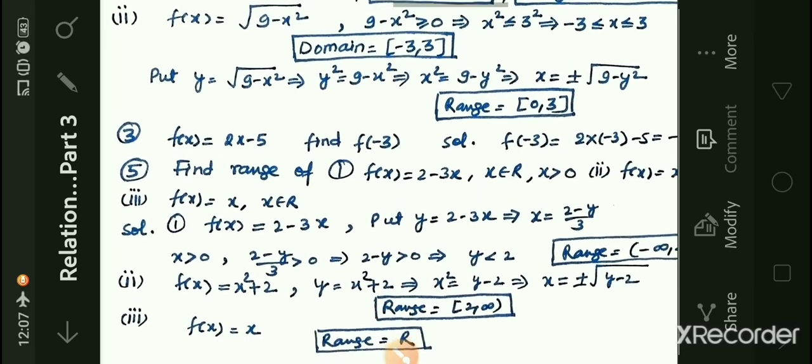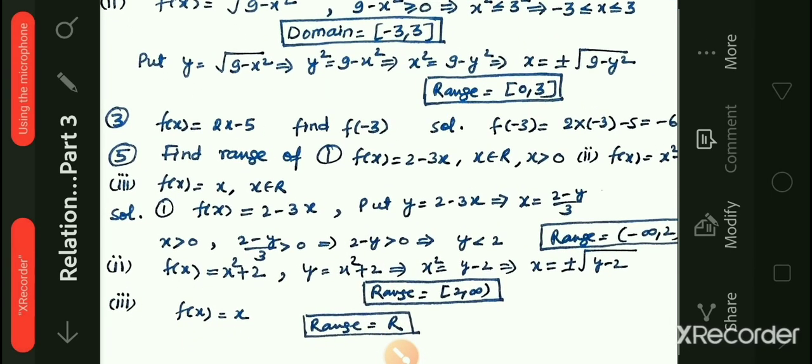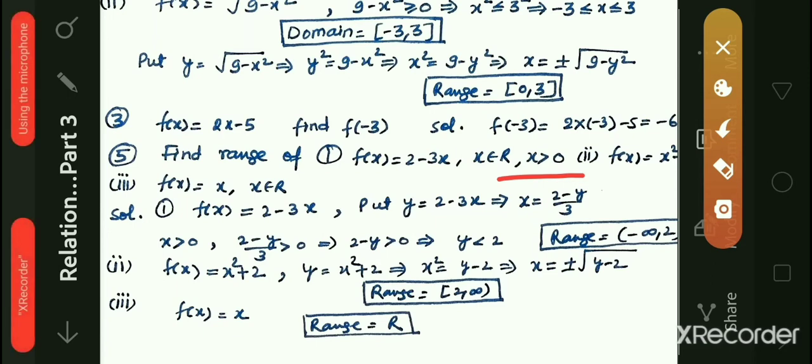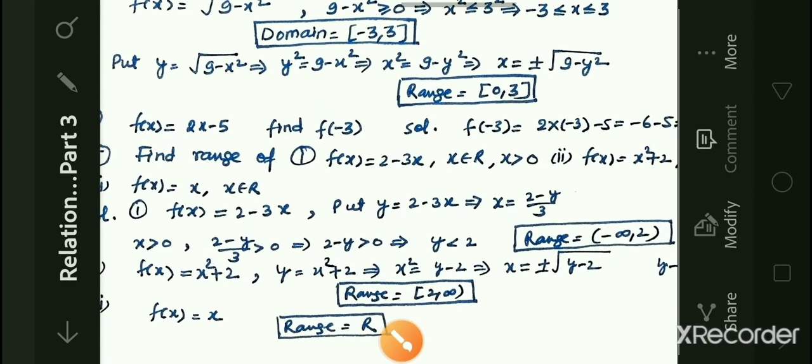Now solve question number first. f(x) is equal to 2 minus 3x. Now put y is equal to 2 minus 3x. After solving for x in terms of y, we shall get x is equal to (2 minus y) upon 3. Now you can see it is given that x is greater than 0, so we can write (2 minus y) upon 3 is greater than 0, so 2 minus y is greater than 0. Now this will imply y is less than 2, so its range will be the open interval minus infinity to 2.